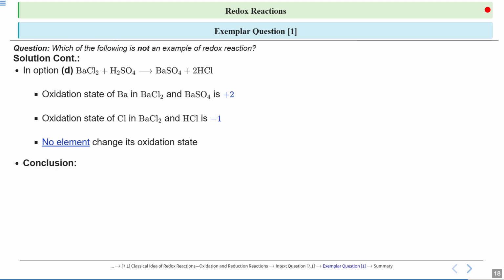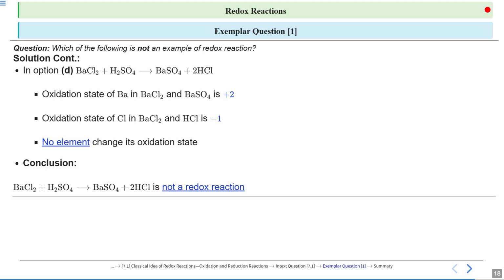So what can we conclude? We can conclude that BaCl2 plus H2SO4, that means the reaction of barium chloride with sulfuric acid forming barium sulfate and hydrogen chloride, is not a redox reaction. Therefore, the fourth option is absolutely correct. I hope this question is clear to you.